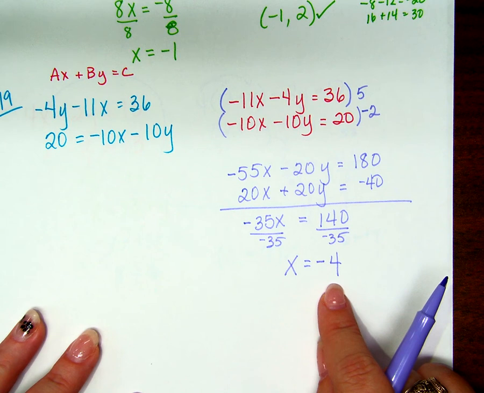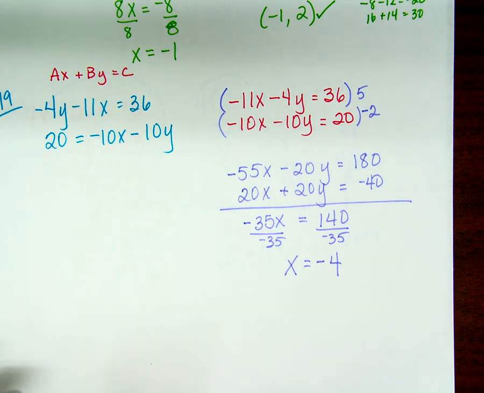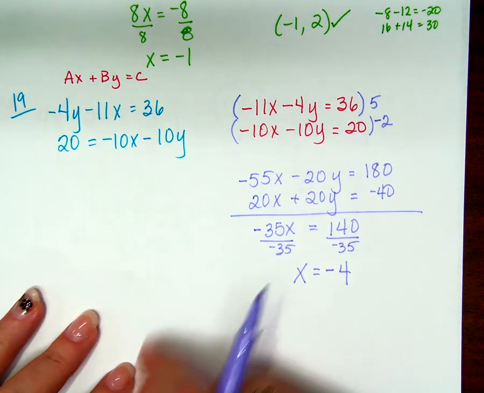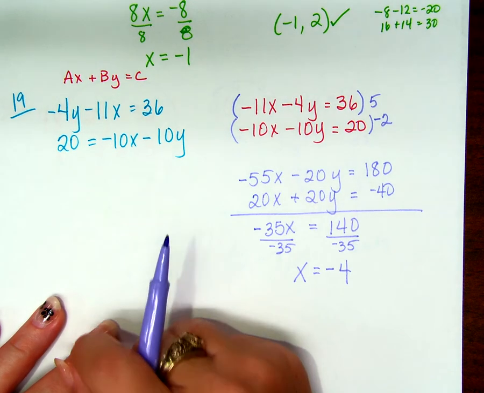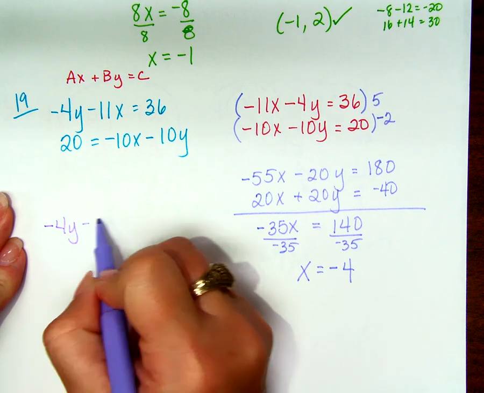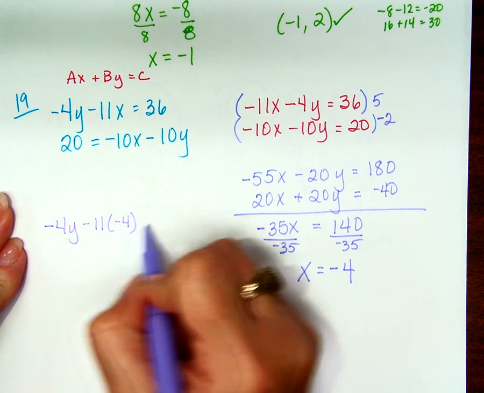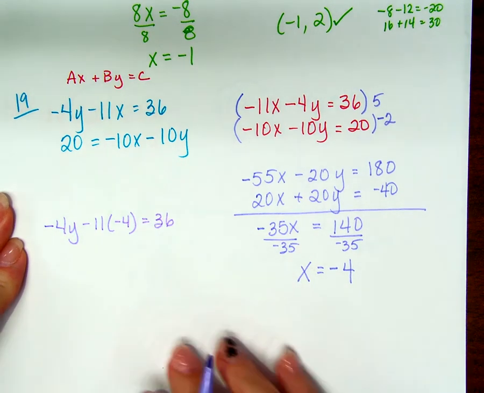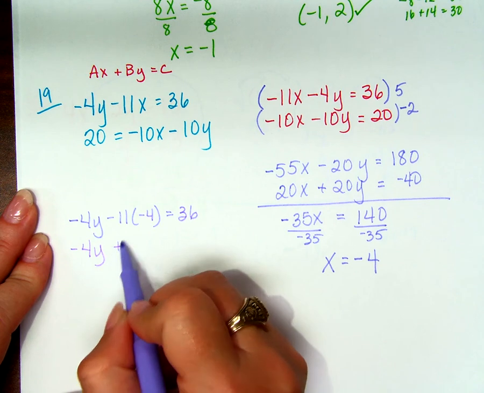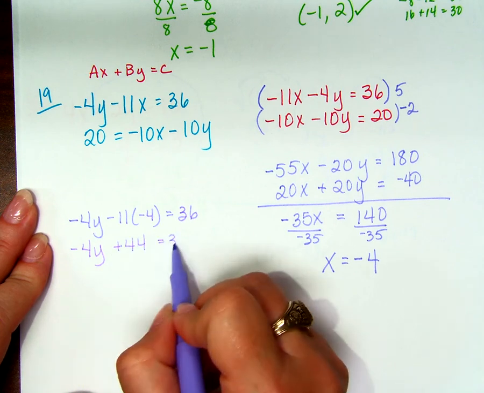Now, I need y, so how am I going to get y? Substitute it back in where? Wherever, right? So back in this problem? No, that's silly. Which one? First, second? First, okay. Negative 4y minus 11 times negative 4 equals 36. Negative 4y plus 44 equals 36.